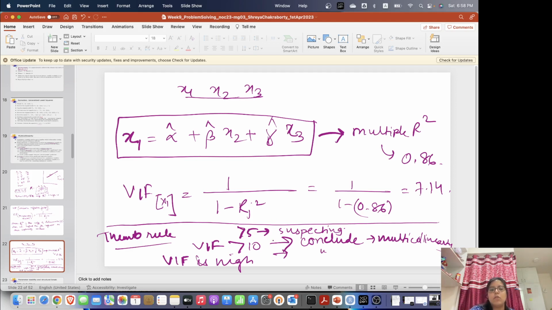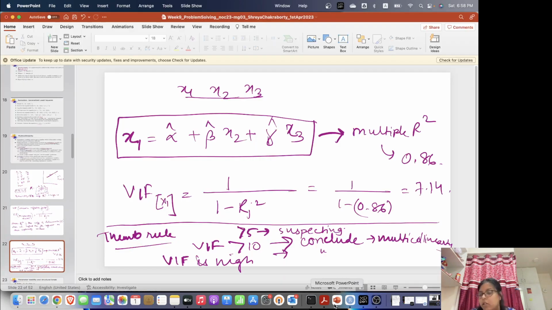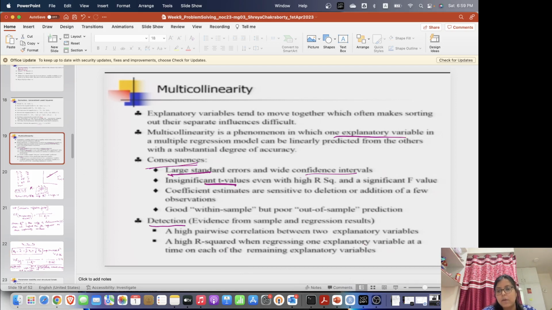Then we would take corrective measures, either dropping variables or doing some kind of transformation. Sometimes we do centering of the data set, some kind of corrective measures, so that the VIF is not too high. So that was one other measure of why this high r squared is taken as evidence of multicollinearity. Is this clear?